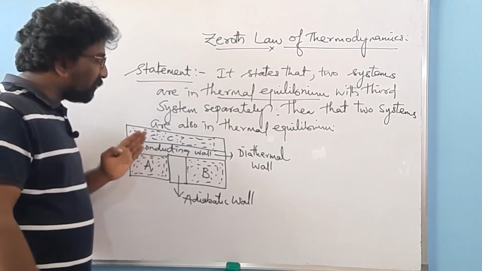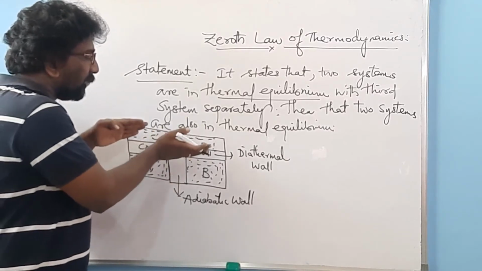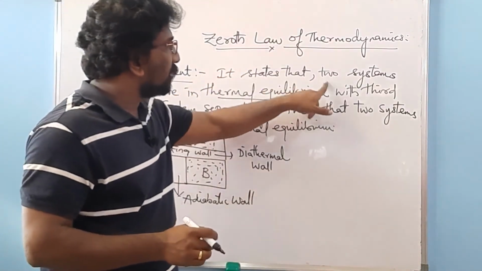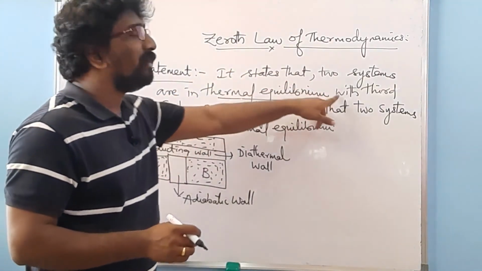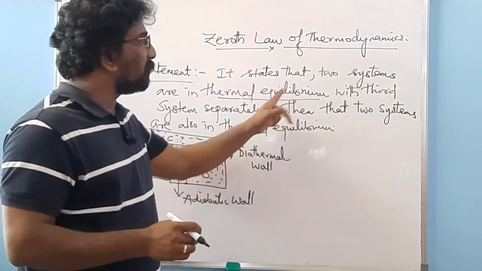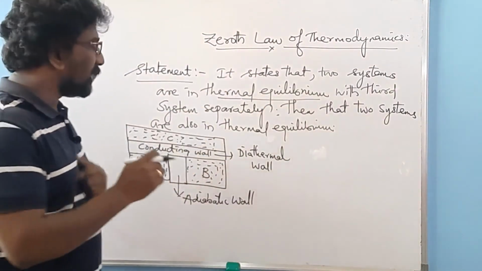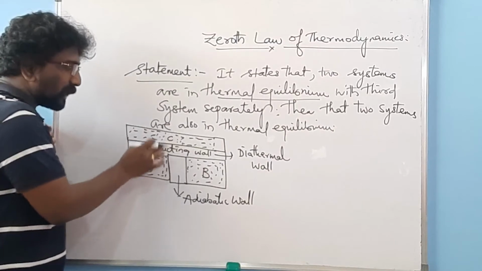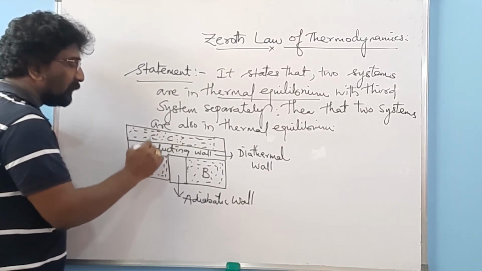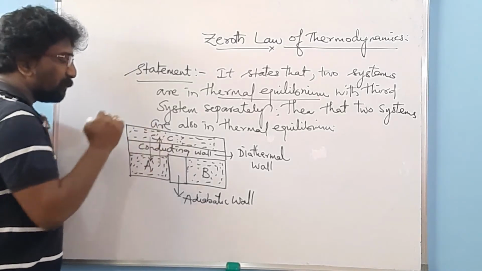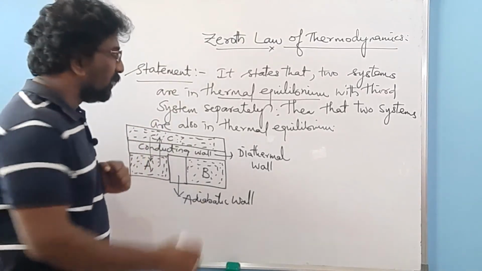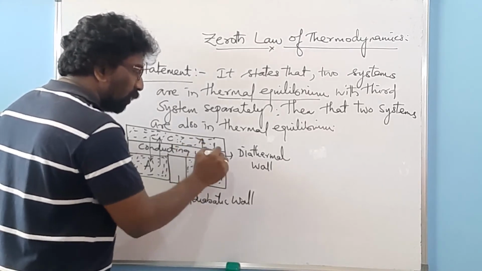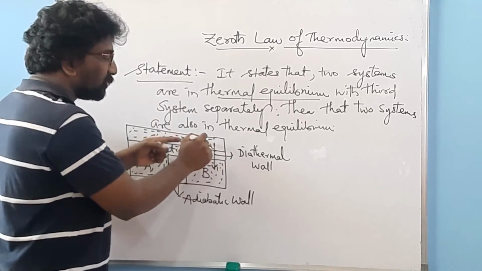Now if I try to put these two systems in thermal equilibrium with system C, what does the statement state? It states that the two systems are in thermal equilibrium with the third system separately. Since system C is connected to system A through a conducting wall, there will be a transfer of heat between system A and system C. Similarly, system C is connected to system B through a conducting wall, so the transfer of heat takes place between system C and system B.